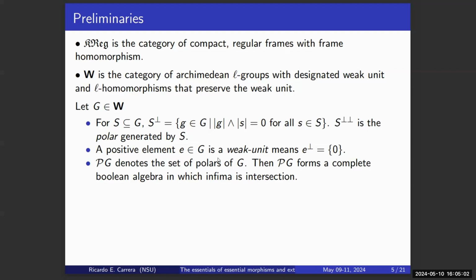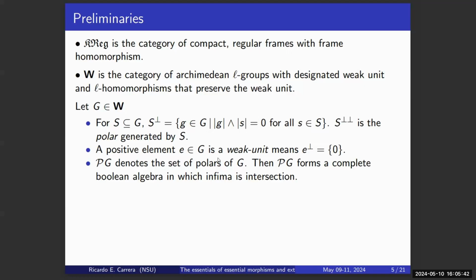So for S in G, you're going to define S perp to be all the elements in G that are disjoint to every s in S. Then S double perp is the polar generated by S. Just so that you know, a weak unit is a positive element whose perp is 0. For example, C(X), the ring of continuous functions, is a prototypical W object. In that object, the constant function 1 is usually what's denoted the weak unit, but you could take any element whose cozero set is dense, and that would be another weak unit.